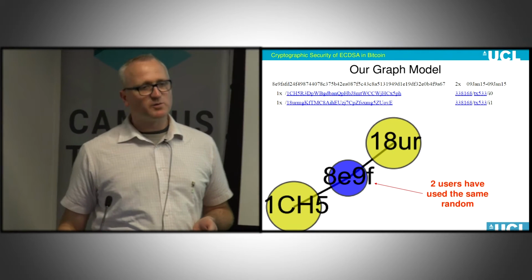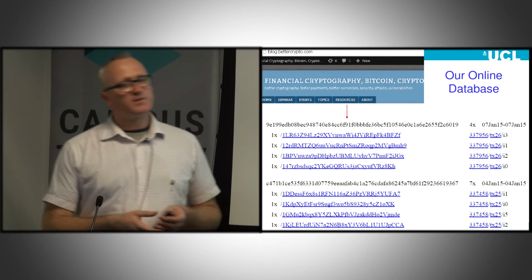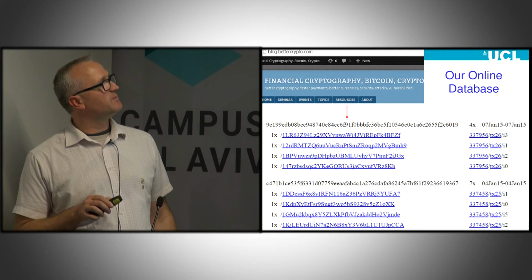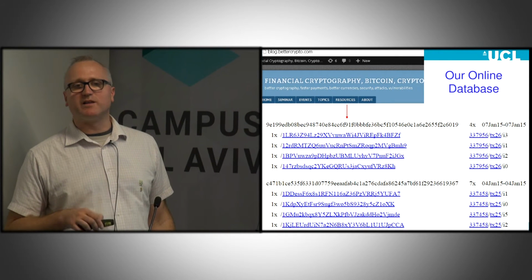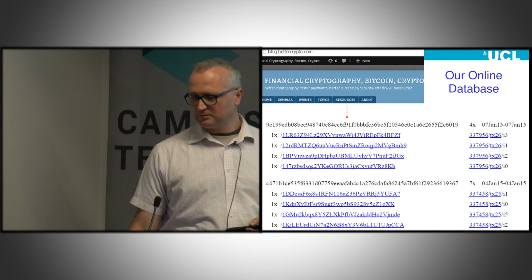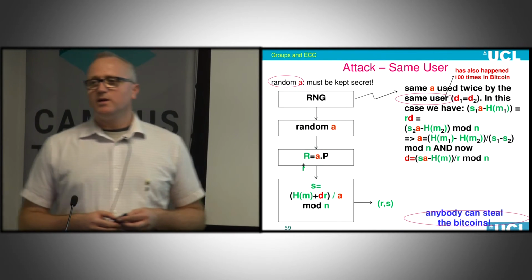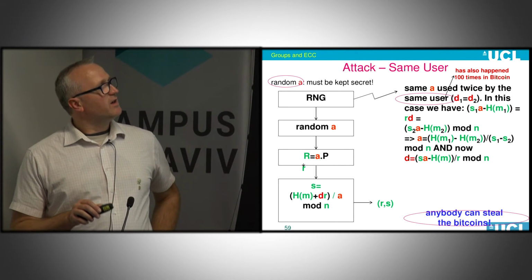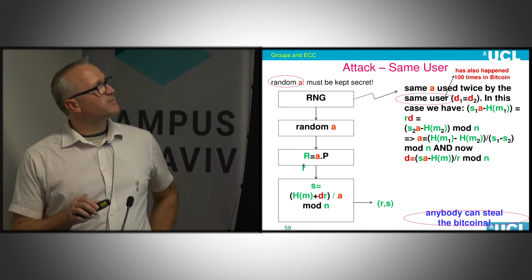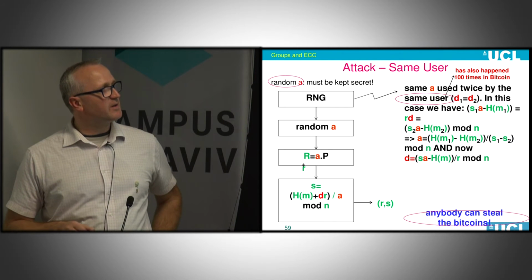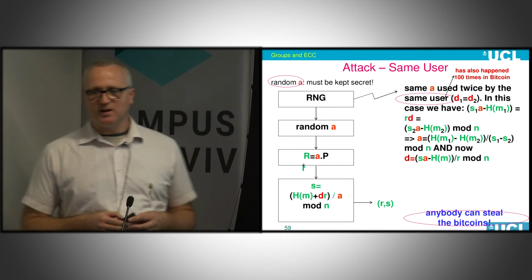This is what we have discovered. I have produced an online database of these events. You can find it here if you press this button. It is an online database of all these events since the beginning of Bitcoin. It's a large database. When things went badly in Bitcoin, it was when the same random was used twice by the same user, and then anybody can steal the Bitcoins. The formula to compute the private key is given here. So that's the easy case.